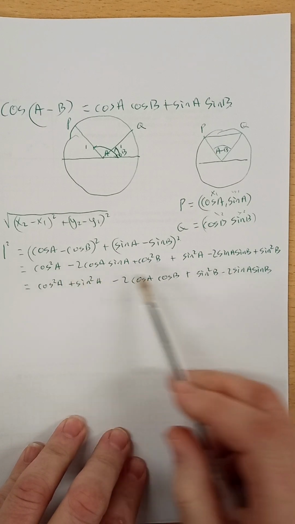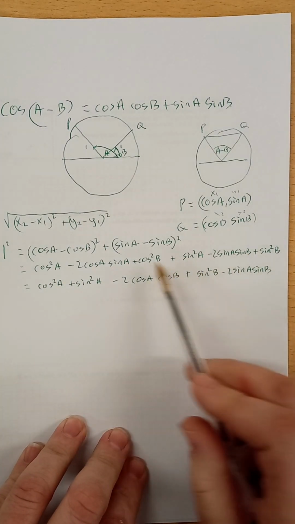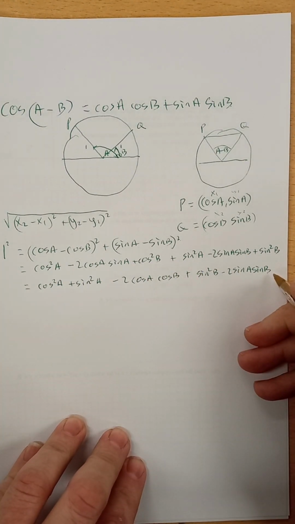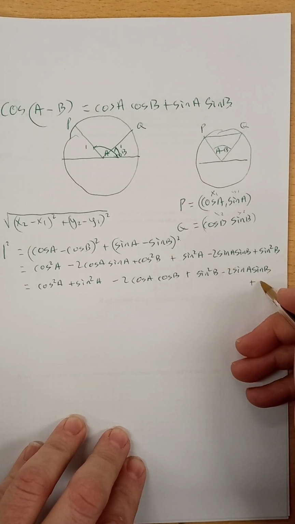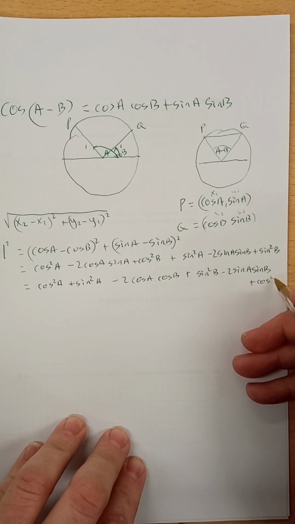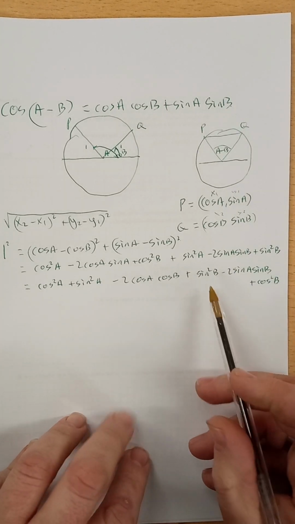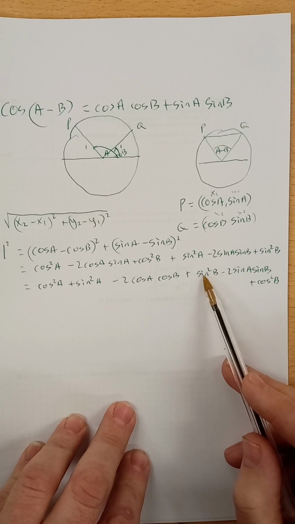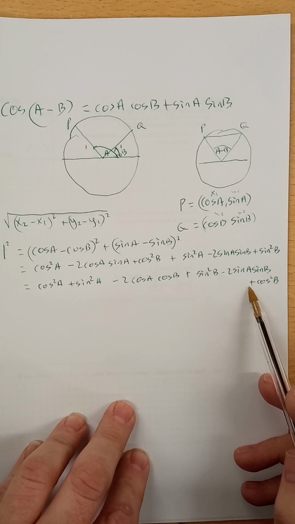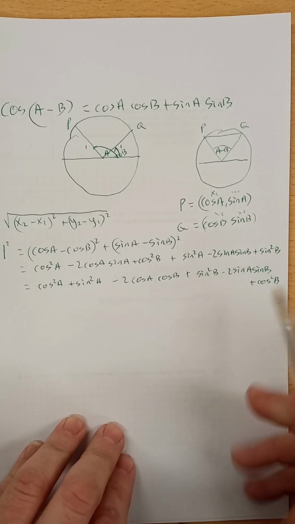Have I missed anything? Cos squared A, sine squared A, sine squared B, cos squared B. Oh, there's a cos squared B there. Sorry, I forgot about that. I don't have enough space here, so I'm just going to write it here, plus cos squared B. And you can see that cos squared A and sine squared A, and sine squared B and cos squared B, are both 1.